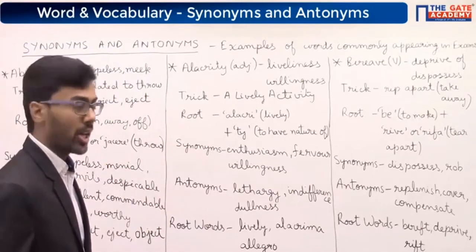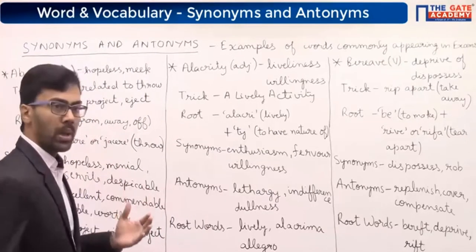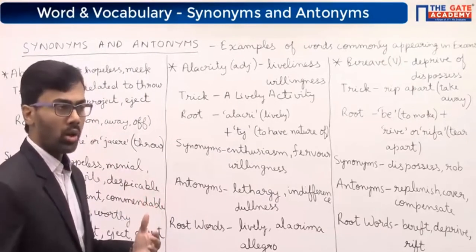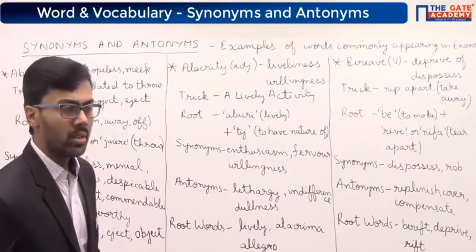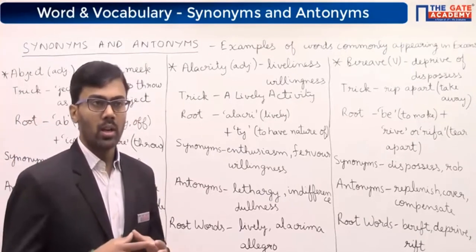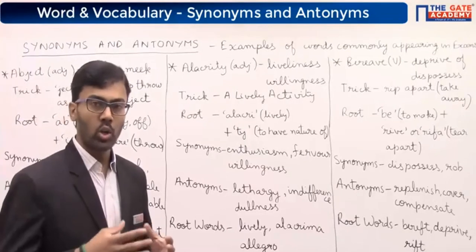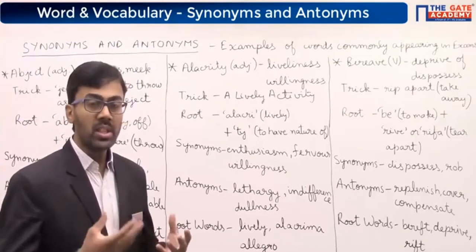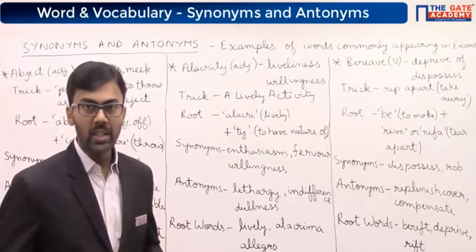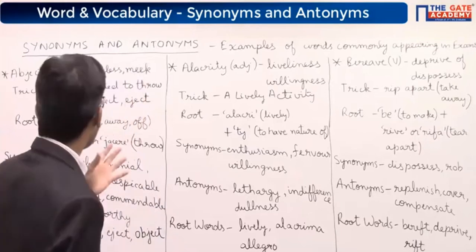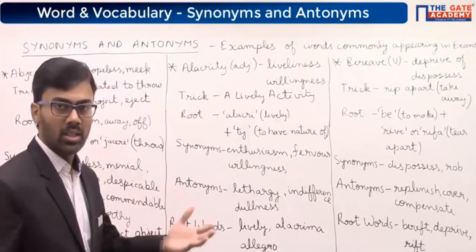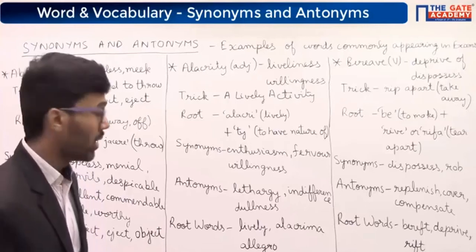Abject is an adjective. It means hopeless or meek, or it is usually used in a situation where someone or a group of people easily give up without putting up any fight. That's where it is said, like an abject surrender is a very common term used, abject surrender.